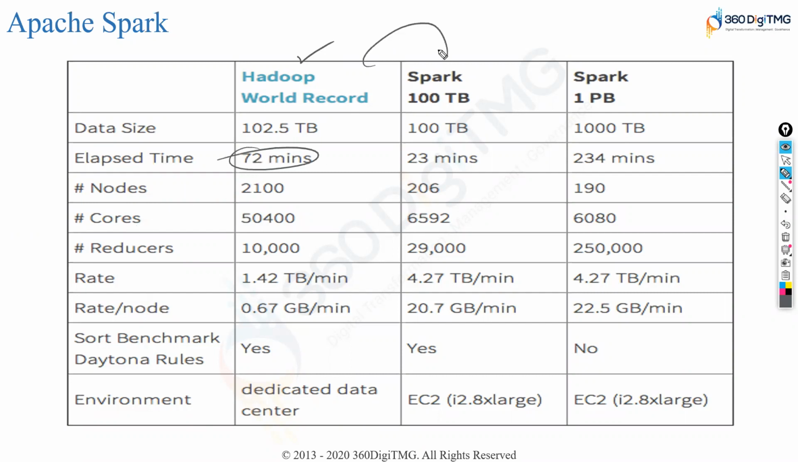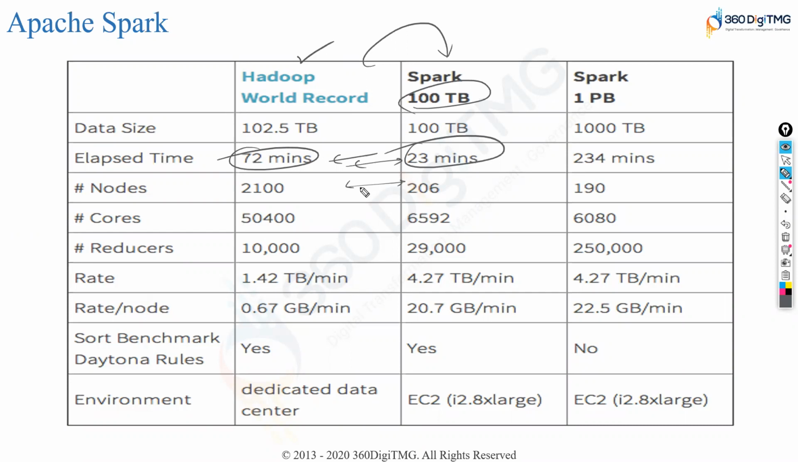Now, when Spark was launched and verified for 100 TB, it took only 23 minutes. That means less than half. Look at that: 72 minutes, 23 minutes. A huge reduction in the effort. But you should not just look at the time. You should also look at the number of nodes that are used.